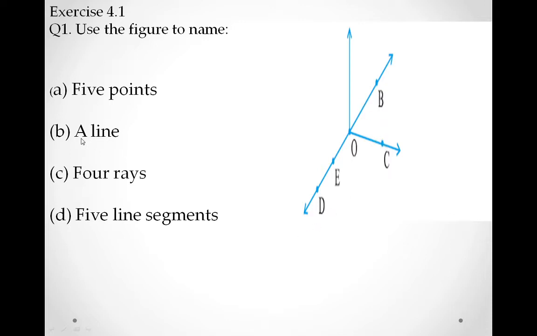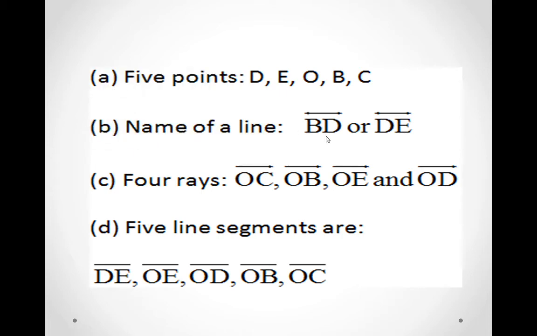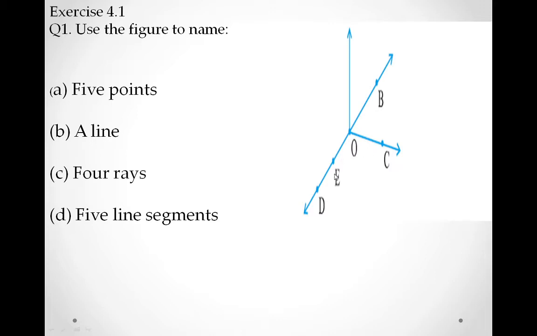And what is the line? How can we name the line? Look at here. You can name the line BD or line DE. Where is the BD? Line BD and line BE, like that. We cannot write line OC because it is a ray: at one end there is a point and at the other end there is an arrow.